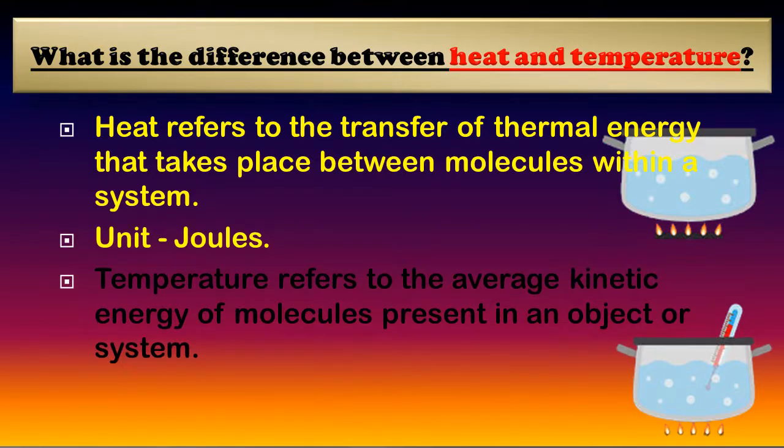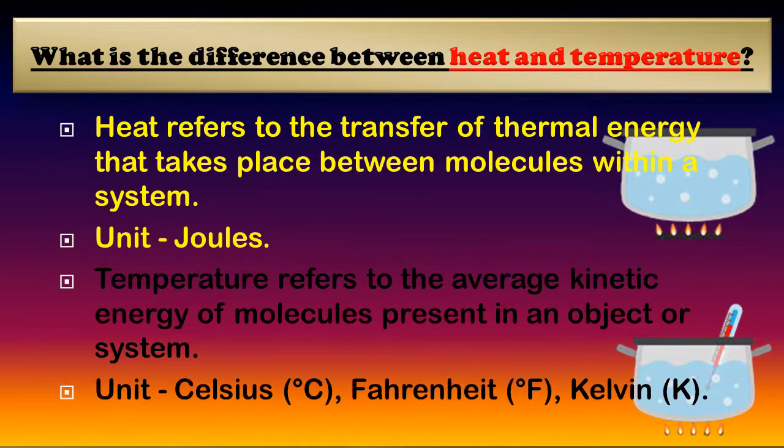And let's see the temperature. The temperature refers to the average kinetic energy of molecules present in an object or system. So this is temperature, and temperature tells us the highest or the least temperature of a body or a substance. The unit of temperature is degree Celsius, degree Fahrenheit or Kelvin. So this is the basic difference between heat and temperature.